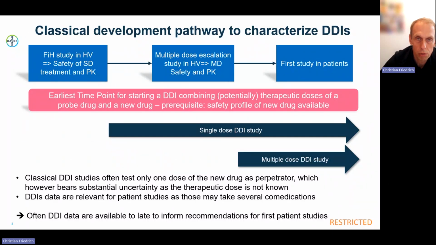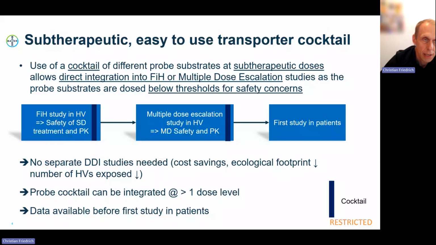Now, what do we suggest? That is a so-called subtherapeutic, easy-to-use transporter cocktail. What we want to do is use a cocktail of different probe substrates at subtherapeutic doses. Using subtherapeutic doses allows integration directly into the first-in-human or multiple-dose escalation study, because subtherapeutic doses don't come with any safety concerns. So we are still able to identify the safety profile of your new drug on its own, because there is no effect of the subtherapeutic doses.